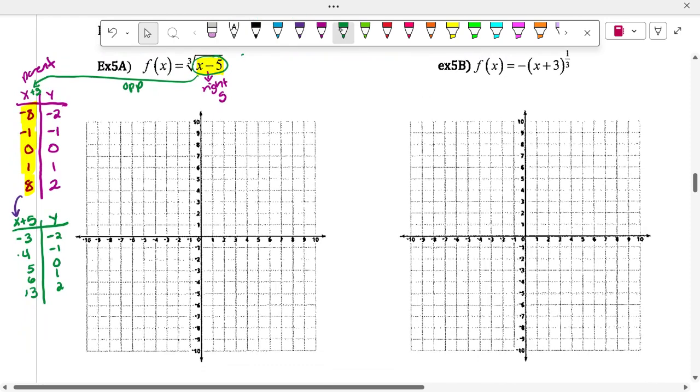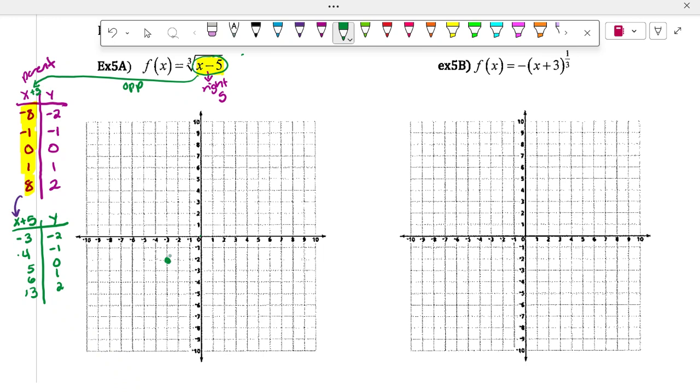So we're going to graph all that we can fit on the graph. I have (-3, -2), (4, -1), (5, 0), and (6, 1). (13, 2) won't fit on the graph, so we'll leave it off. So your graph will look something like this.